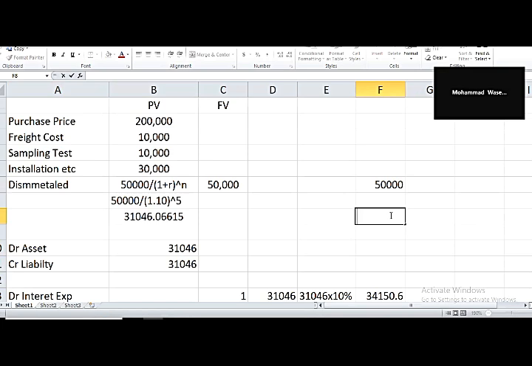But that downward revaluation is not taken into IAS 16. IAS 16 does not account for downward revaluation. That is treated in IAS 36, that is impairment of assets. So downward revaluation is called impairment of assets.